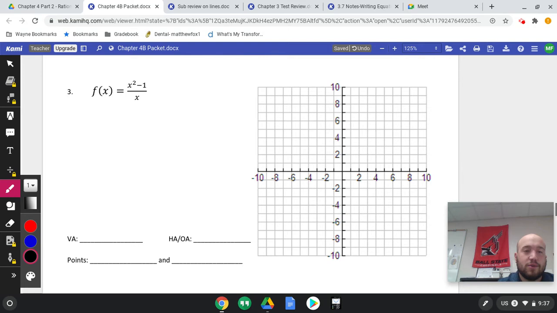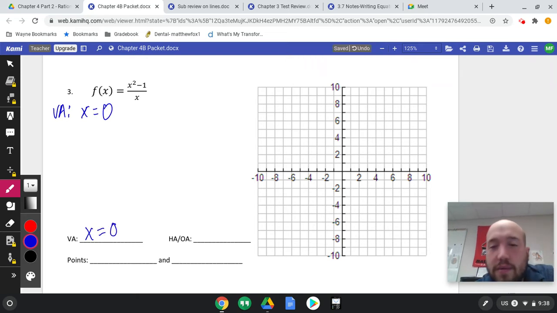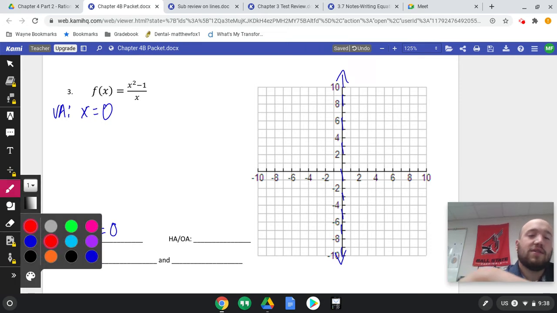If we look at this next one, the first thing we want to do is find our vertical asymptote. So once again, all we got to do is take the bottom, set it equal to 0. This one is really easy because it is already solved. X equals 0. So another name for that would be your y-axis. So hopefully you can see that, but I'm drawing right over the y-axis. And there we go.